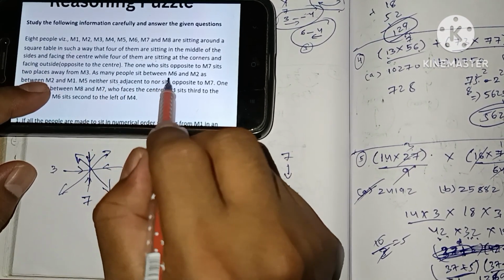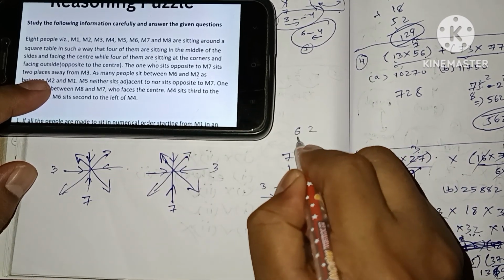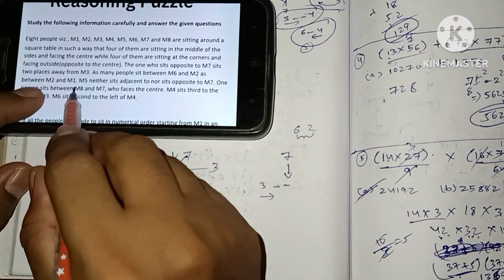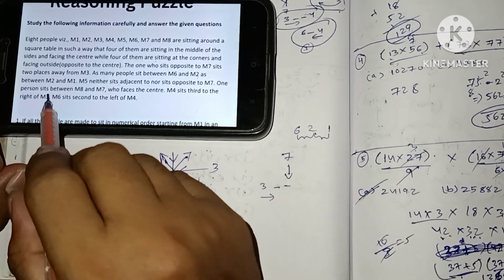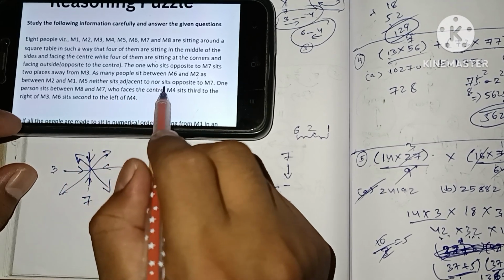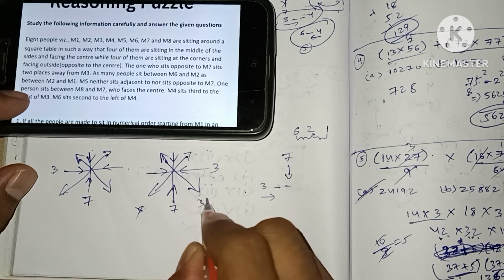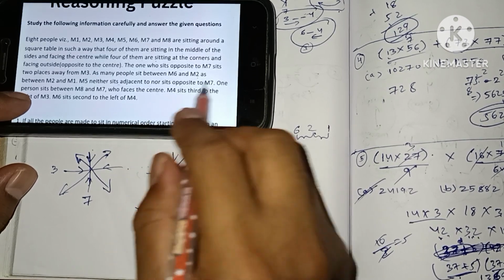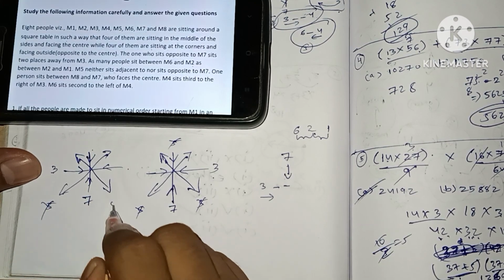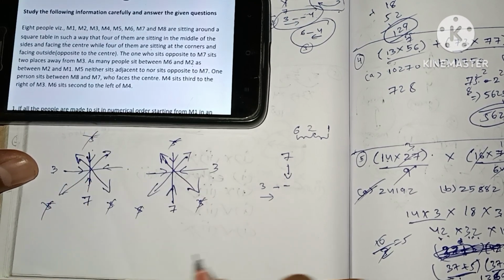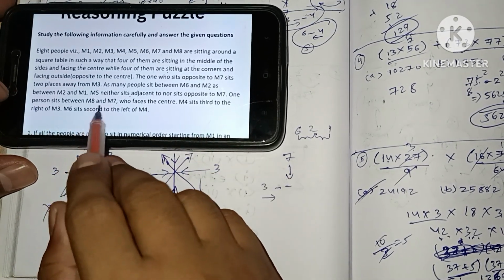Okay, next, as many people sit between 6 and 2 as between 2 and 1. Okay, this is one statement. 5 sits neither adjacent nor opposite to 7. So 5 does not sit adjacent to 7 nor opposite to 7. So these are also not the places for 5. Okay, next, one person sits between 8 and 7.